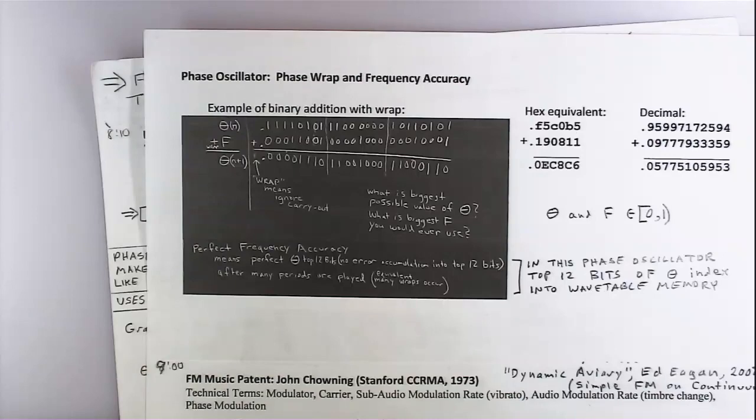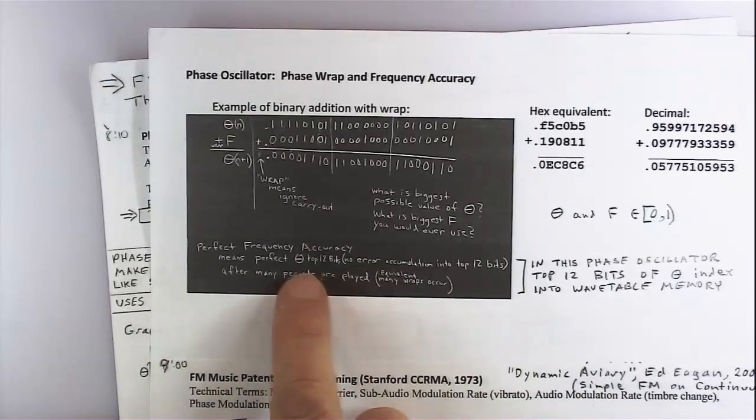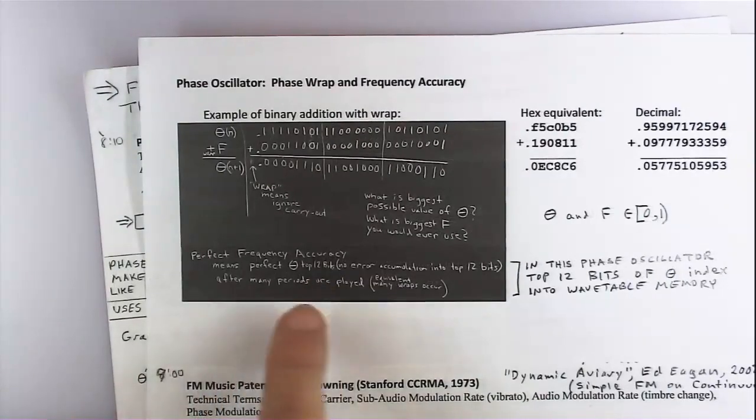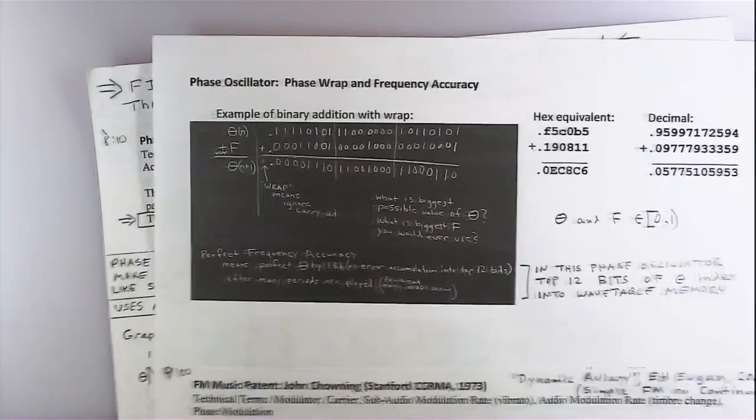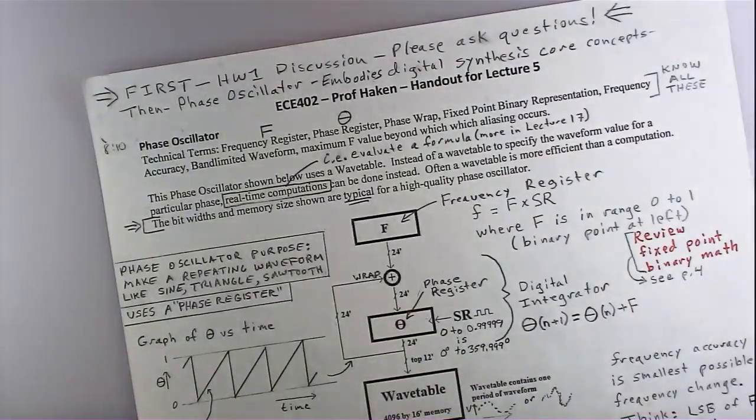So now there's this funny thing about perfect frequency accuracy. It says perfect frequency accuracy means the top 12 bits of the phase accumulator in the diagram we had are correct after many periods. And so we will look at this in more detail now that we've done a review of binary math.